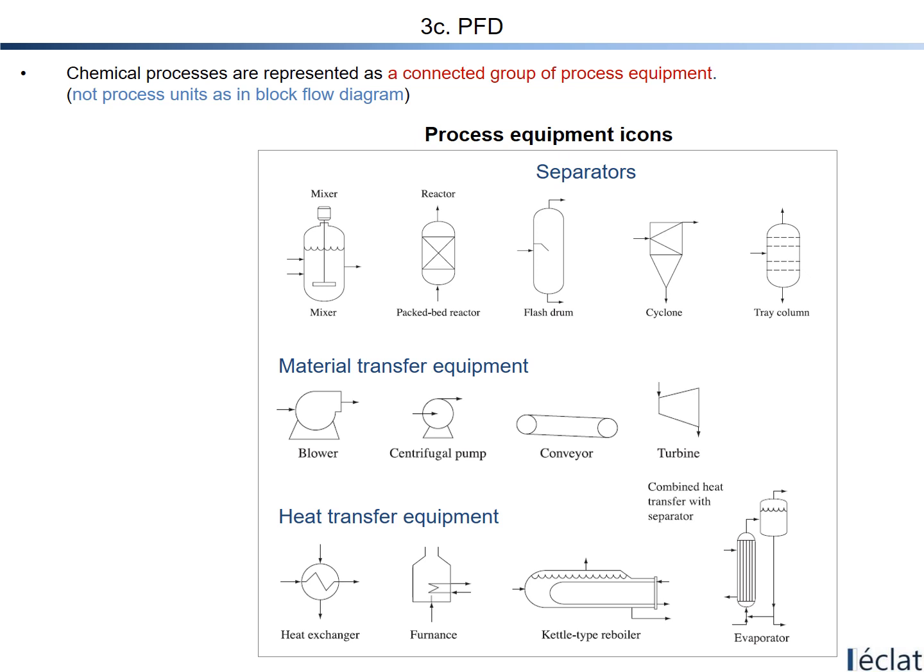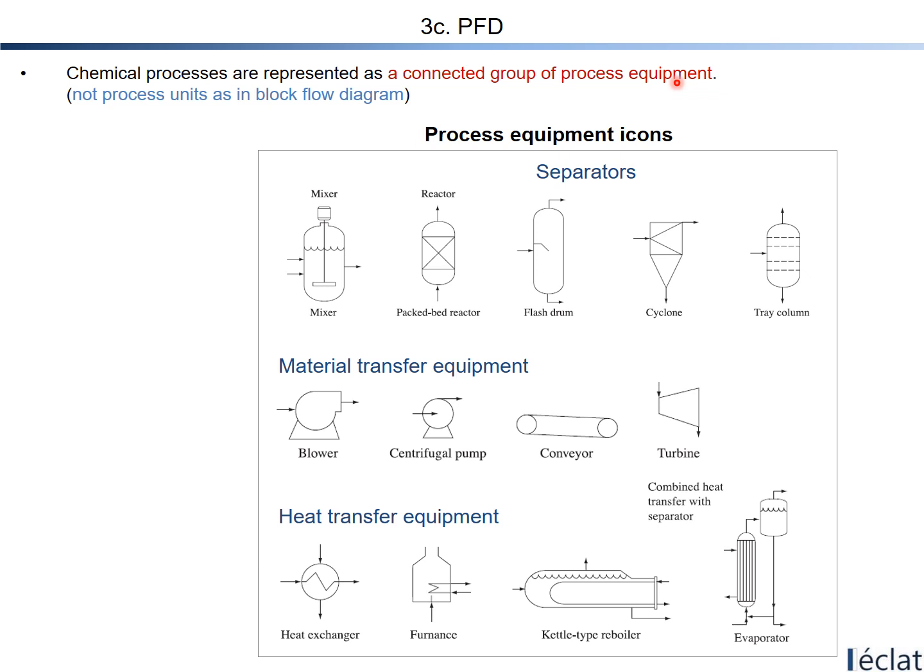Okay, it's time to go to the last and more complicated, actually the most complicated flow diagram in this textbook. Chemical processes are represented as a connected group of process equipment. That is the process flow diagram.